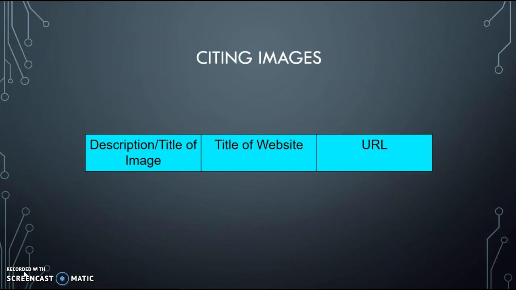When you are citing images, you will need the following three pieces of information: the description or the title of the image, the title of the website, and the URL of the website. You will copy and paste the URL from the address bar on the website.